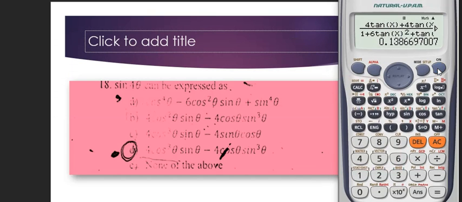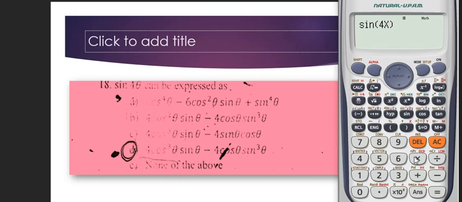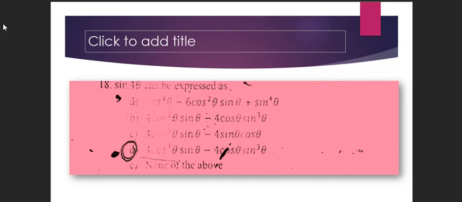So we have sine 4 theta. Let's say x is, let's choose any value, it could be 2. Then sine 4 theta is 0.139. So sine 4x, or theta, is equal to 0.139 when x is 2. Let's find our answer.